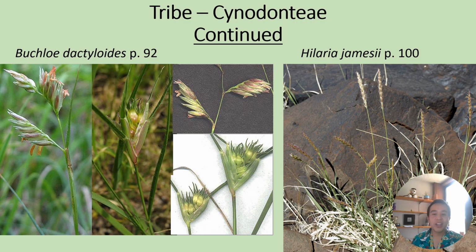But before we get into Eragrosteae, we are going to continue our tribe from last week, Cynodonteae, with a couple more species, Buclodactyloides and Hilaria jamesii, which you can find on the associated pages on the slide, page 92 and page 100 of your North American Wildlands book.